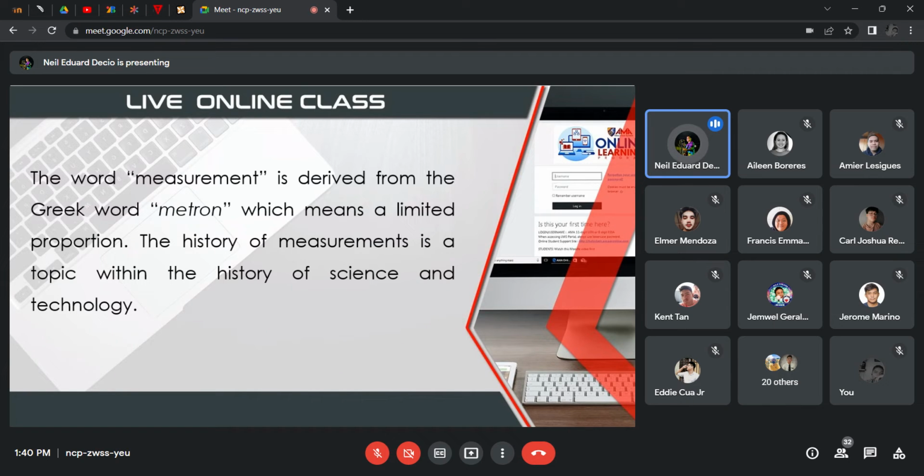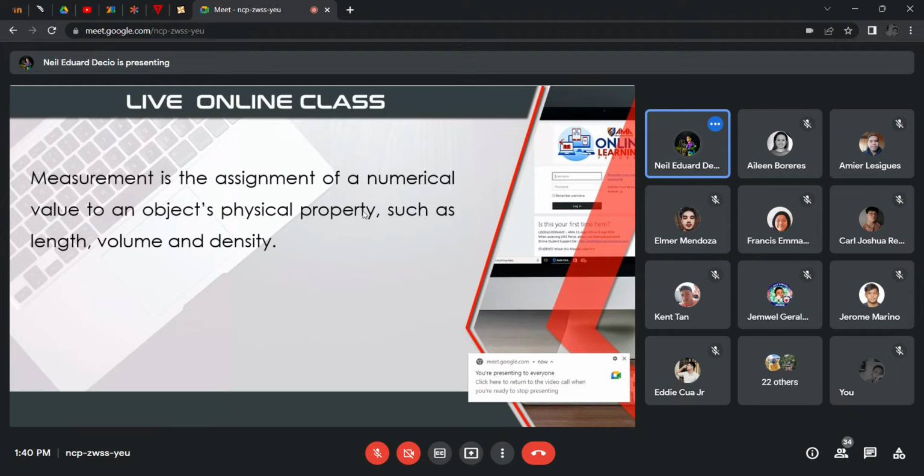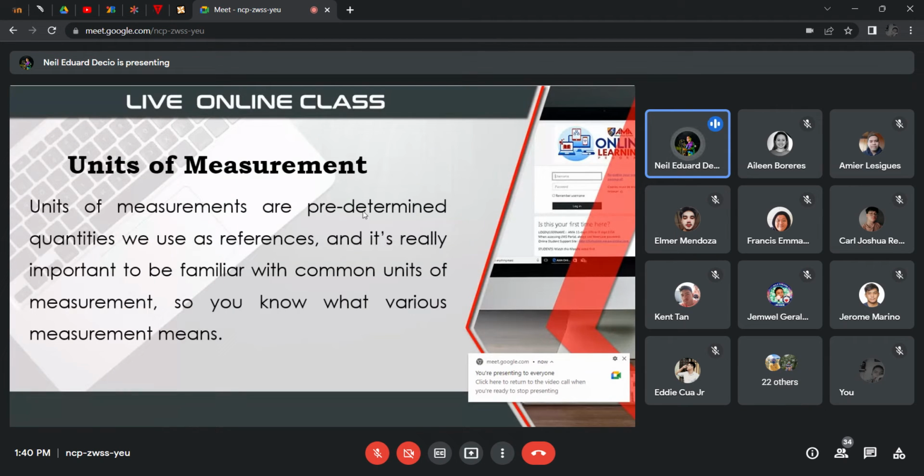Dami pa lang nag-join kung nakikita. Okay. Here's the PowerPoint there. Units of measurement. So, nasa units of measurement na tayo. Dami pang nag-join. Okay, so again, units of measurement.